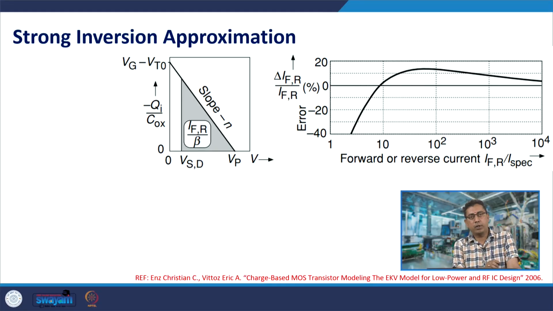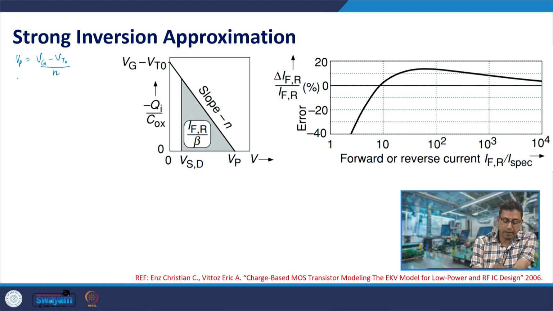Let us first see what is the value of inversion charge in strong inversion regime. We use the strong inversion approximation which we discussed in the previous lectures. So, we had Vp is Vg minus Vto by n. For a given gate voltage we approximated the value of Vp in this way. This can also be seen by recalling this figure. We are assuming a constant n. So, we would say that Vg minus Vto is n Vp.